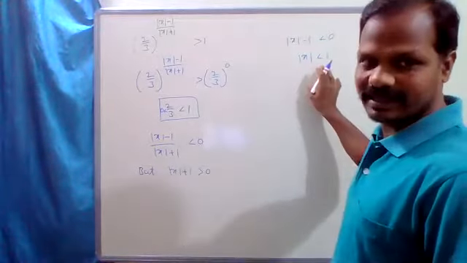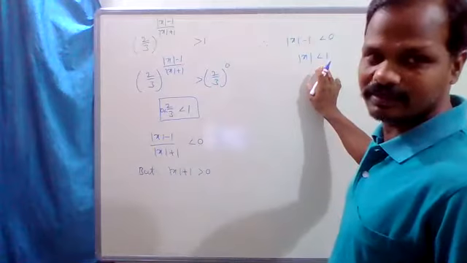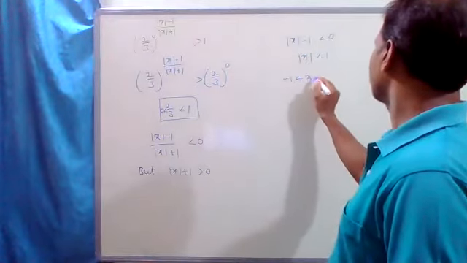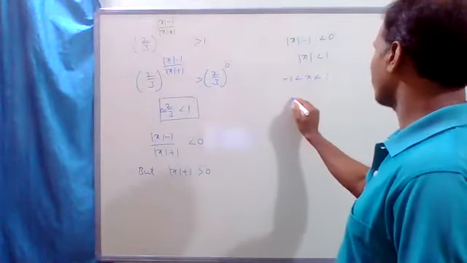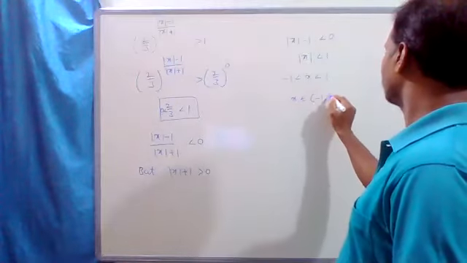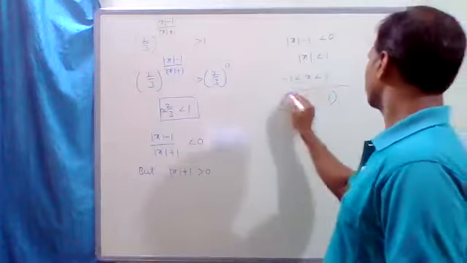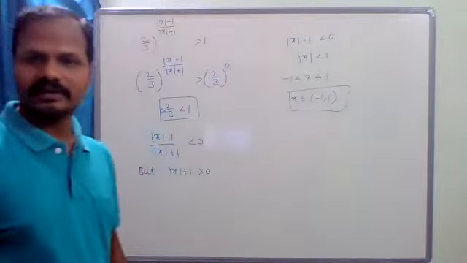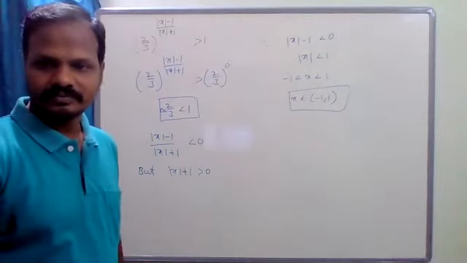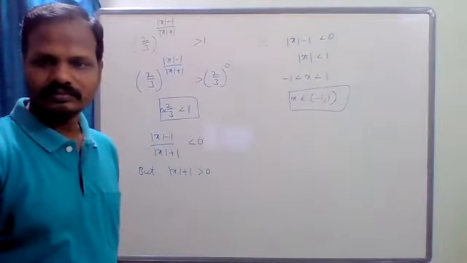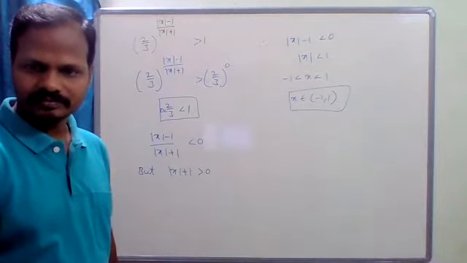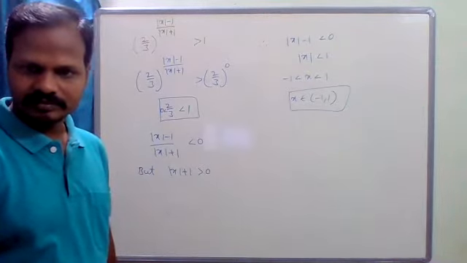So that means |x| is less than 1, so |x| less than a means x lies between minus a and a. So minus 1 less than x less than 1. Therefore x belongs to the open interval (-1, 1). Okay, is it clear? Any doubt?